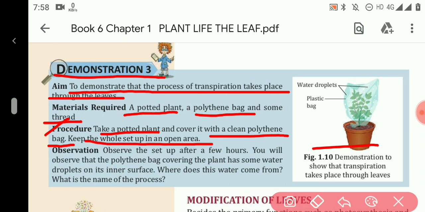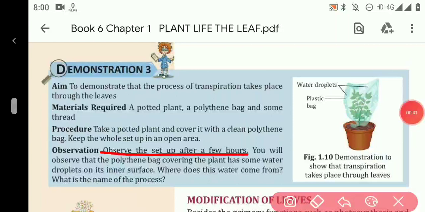Keep the whole setup in an open area. What is the observation? Observe the setup after a few hours. What you will observe is that the polythene bag covering the plant has some water droplets on its inner surface. So the polythene bag which is well tied will be having water droplets on its inner surface.